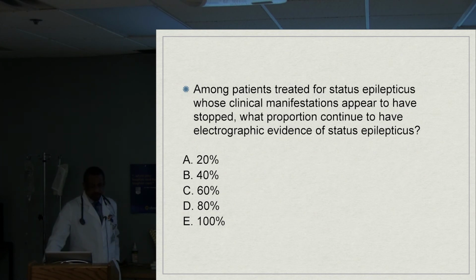Okay, among patients treated for status epilepticus whose clinical manifestation appeared to have stopped. You have a patient who came to you in the unit, seizing, right? We just had one two days ago in the unit. I think she was admitted 10 times with status epilepticus before in the MICU. She just left, I think, to the 9th floor. So appear to have stopped. What proportion continue to have electrographic evidence of status epilepticus?